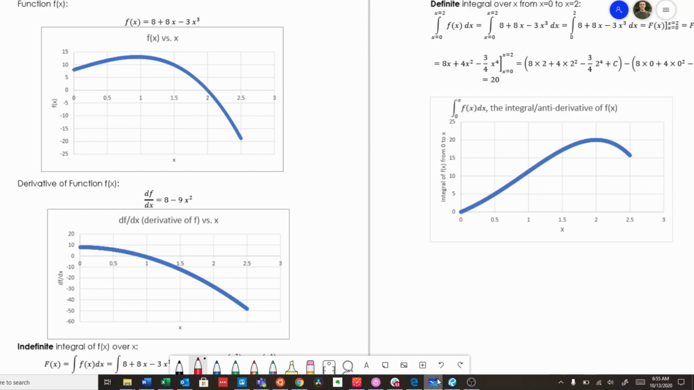So let's say that you have some function f of x, which I've chosen here. F is 8 plus 8x minus 3x to the third. So here's a plot of f of x versus x. And we've talked about derivatives before, right?